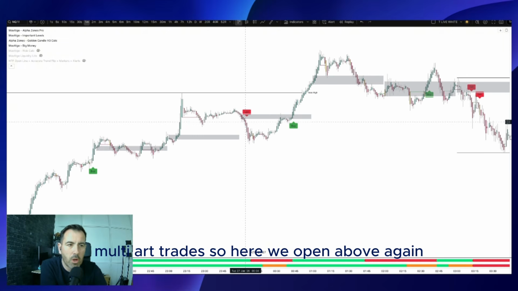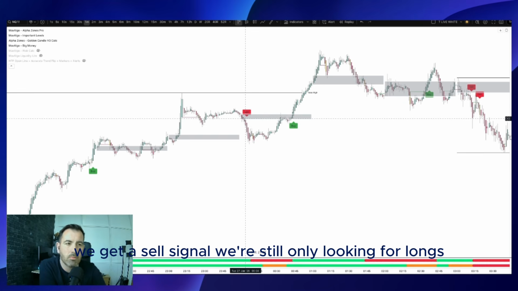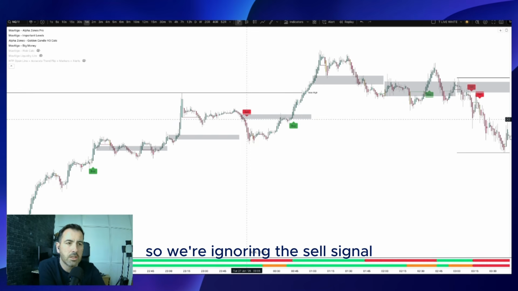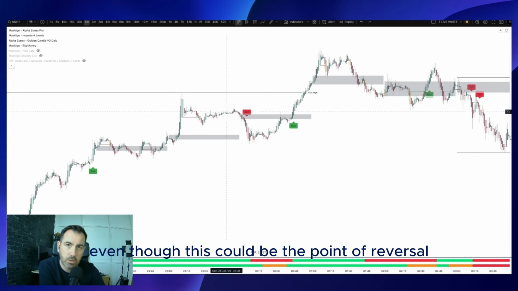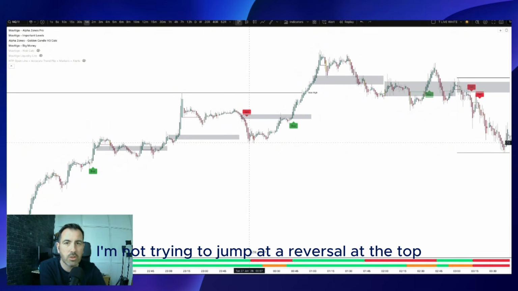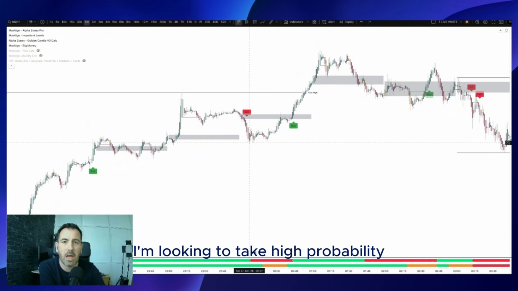So here we open above again, we get a sell signal. We're still only looking for longs. So we're ignoring the sell signal, even though this could be the point of reversal. I'm not trying to jump at a reversal at the top. I'm looking to take high probability.